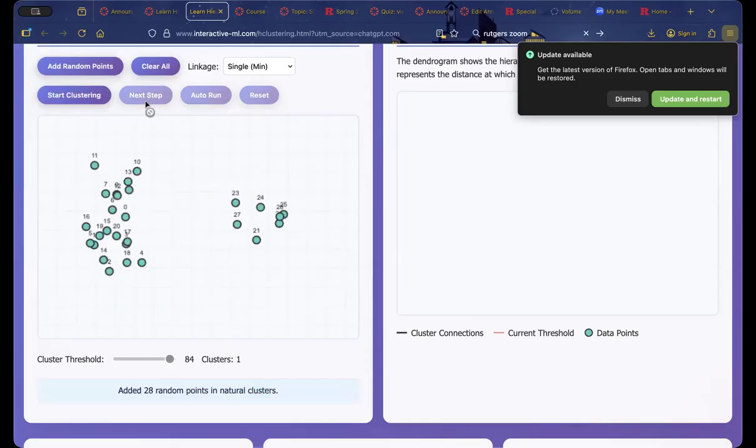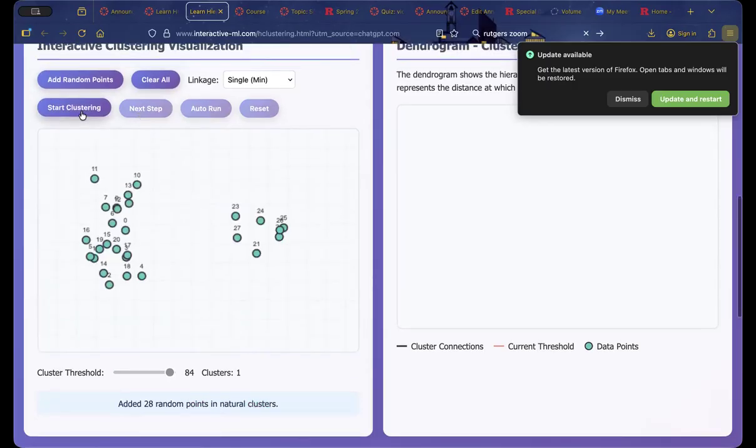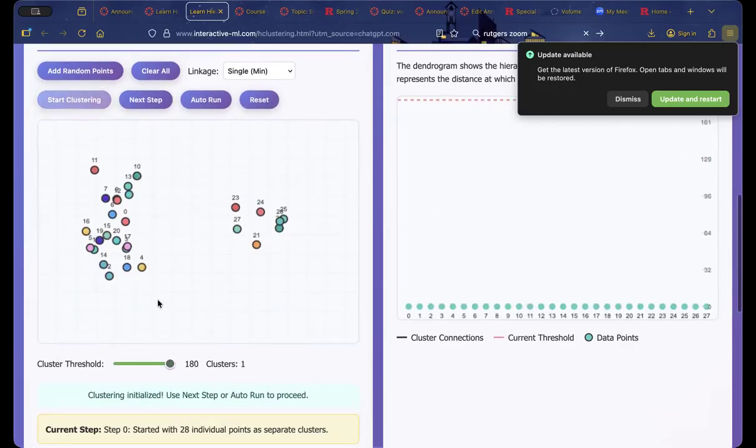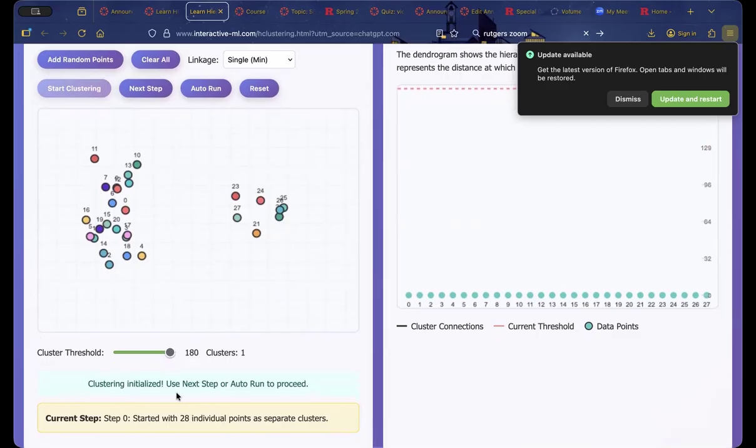Okay, so here it is with 28 points. I think it starts at step zero with 28 individual points in separate clusters. It's trying to give 28 different colors here, although there are not that many colors, but there are 28 different numbers. On the right hand side, we can see the 28 members all by themselves.